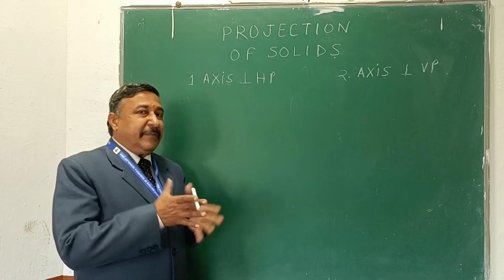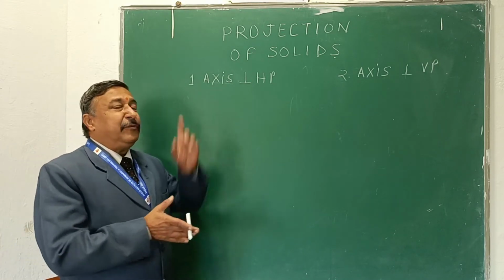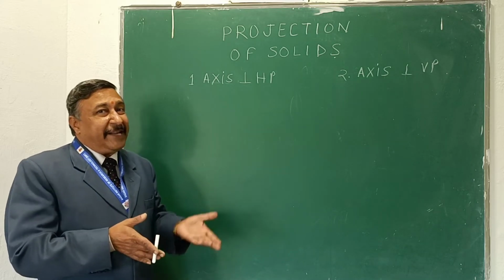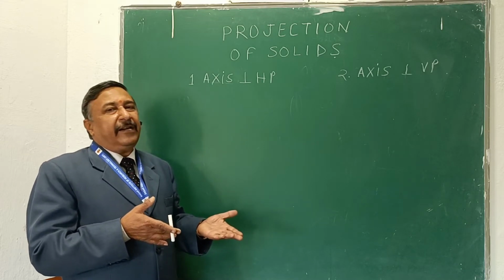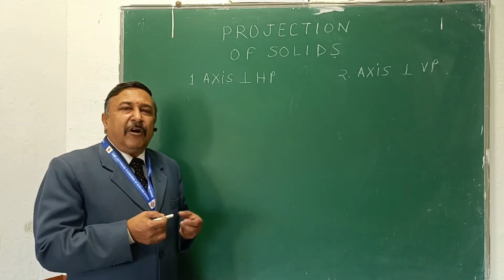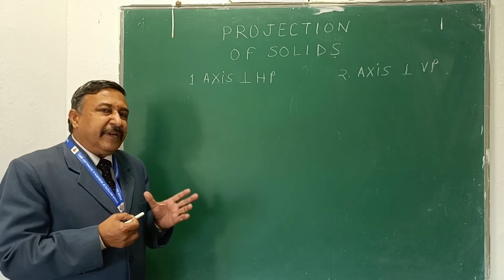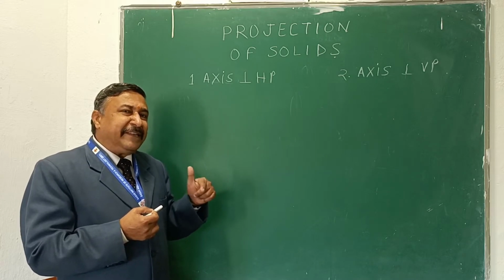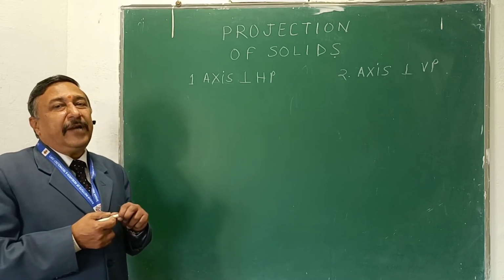Now, just imagine a solid has its axis perpendicular to HP. What does that mean? It means its base is on HP, or parallel to HP. So, I am taking here the example of a square prism. A square prism has one base and one top. So, if the base is on HP, the axis is automatically perpendicular to HP.